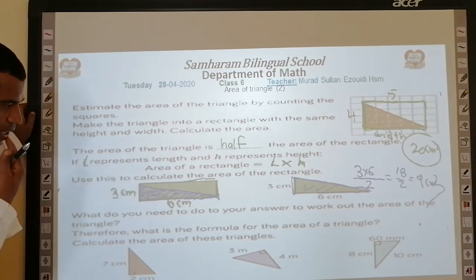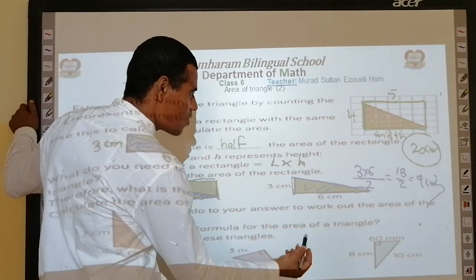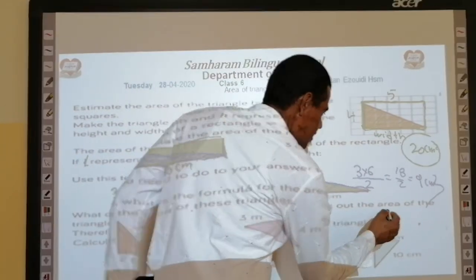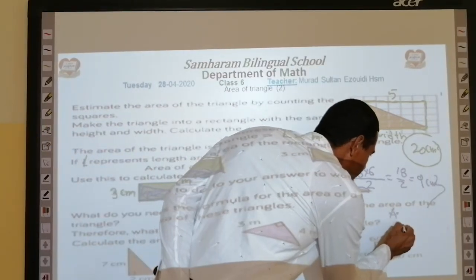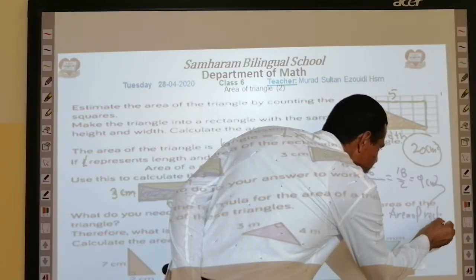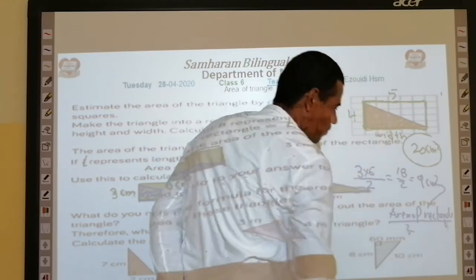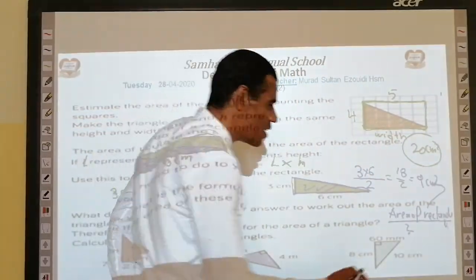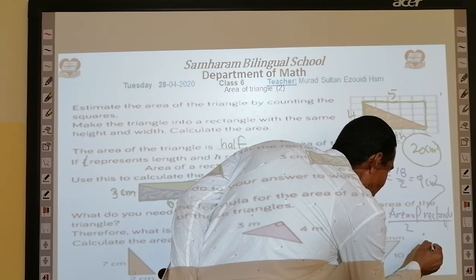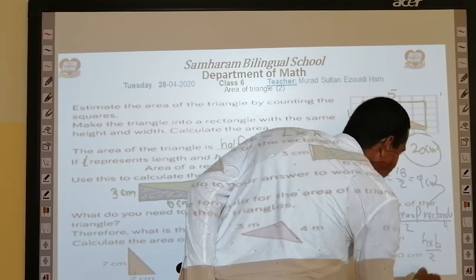Therefore, what is the formula for the area of a triangle, my learners? Calculate the area of a triangle. Okay, the formula is what? It is the area of a rectangle divided by 2. More than that, it means height multiplied by base divided by 2.